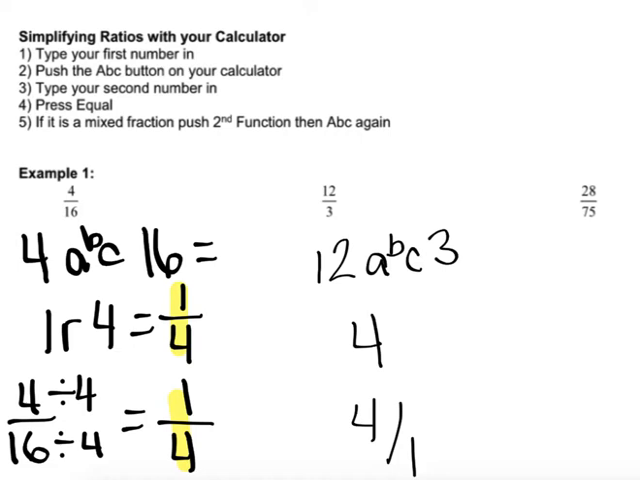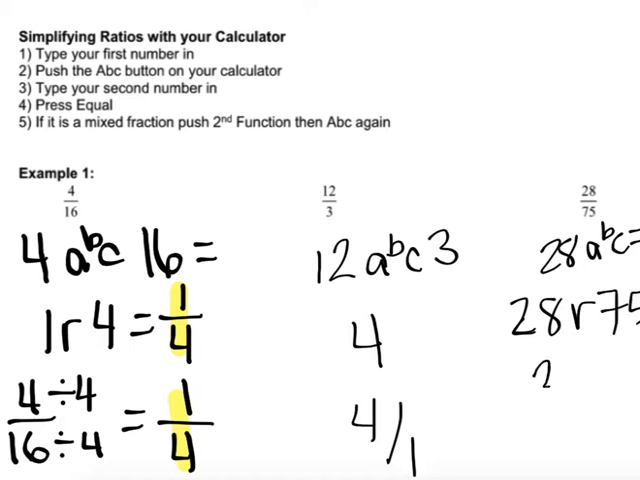Same thing with 28 over 75. If you type this into your calculator, 28 ABC 75, I'm going to actually be given 28 R75. So that tells me this is in lowest terms. So I'm just going to write it as 28 over 75 because it's the exact same thing.